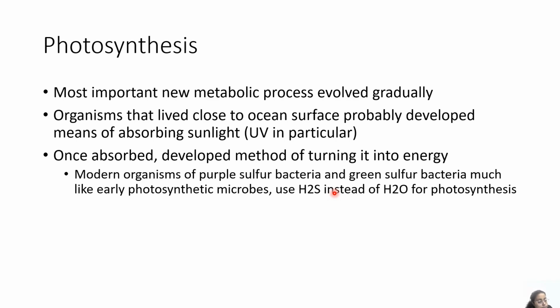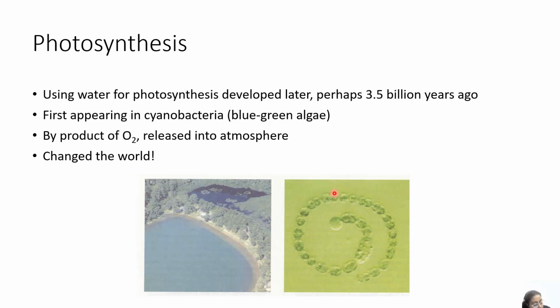Now, photosynthesis, the most important new metabolic process, evolved gradually. Organisms that lived close to the ocean surface probably developed means of absorbing sunlight, UV in particular. Once absorbed, they developed a method of turning it into energy. Modern purple sulfur bacteria and green sulfur bacteria are much like early photosynthetic microbes. They use hydrogen sulfide instead of water for photosynthesis.